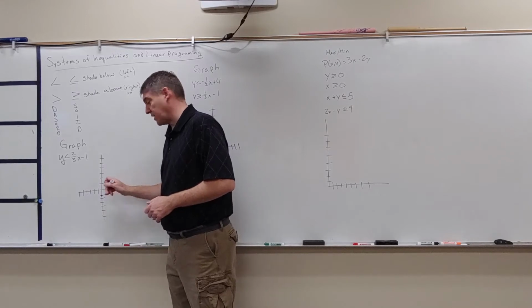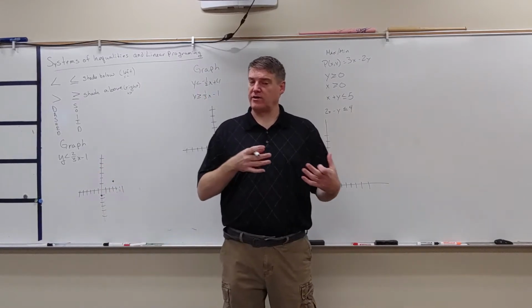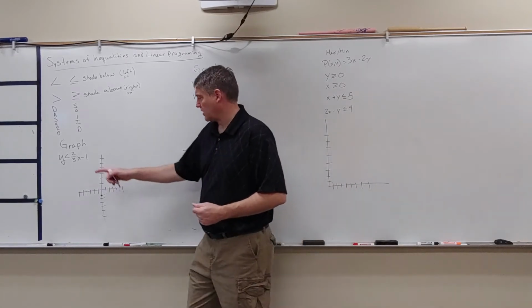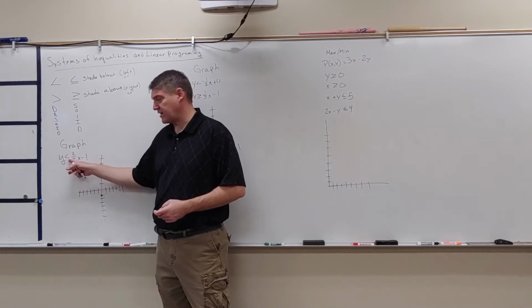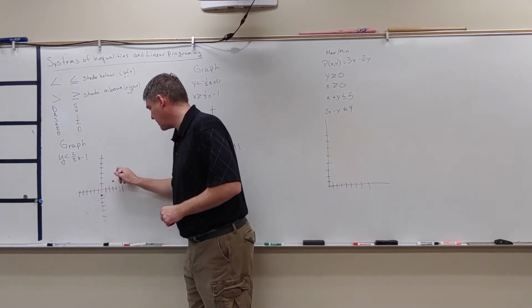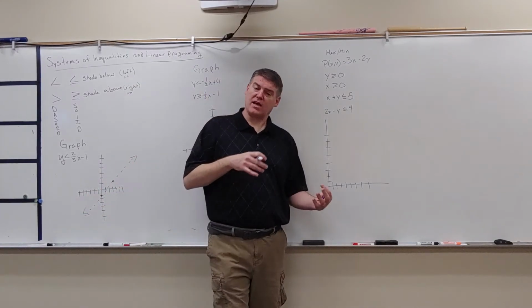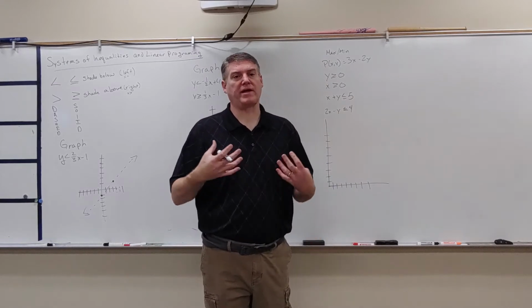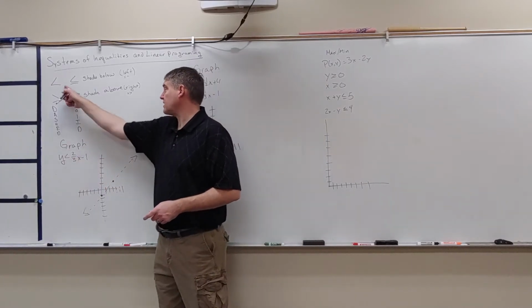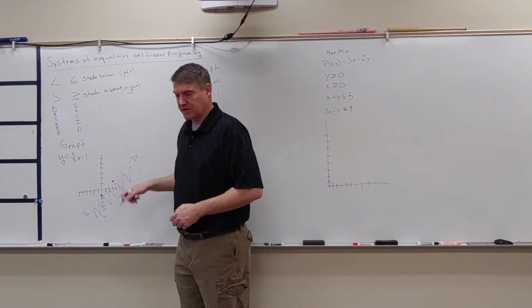There's my second point. Now that I have my 2 points, I have to determine, do I use a solid line to connect those points or a dashed line? Well, I look here. Y is less than. I don't see a line here, so I'm going to use a dashed line. So there's my dashed line. I now have to decide, am I going to shade above or am I going to shade below? Okay, y is less than, it says shade below. So there's my shaded region.